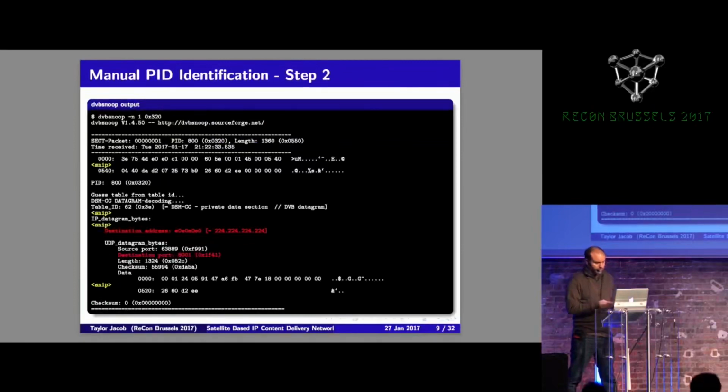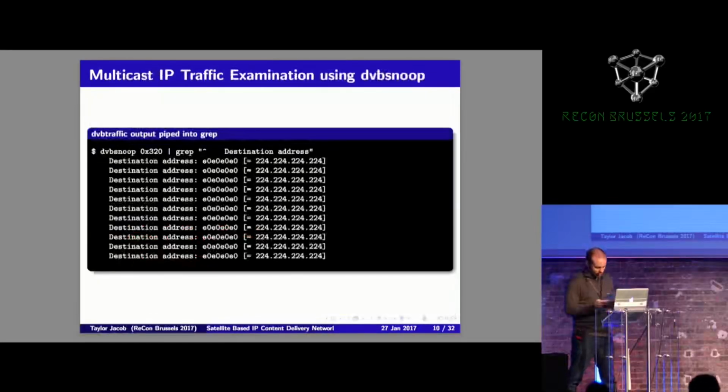So anyway, since it outputs text, I was able to pipe this stuff through grep and look at what IPs are present, and get other statistics and figure out what basically I was looking for.